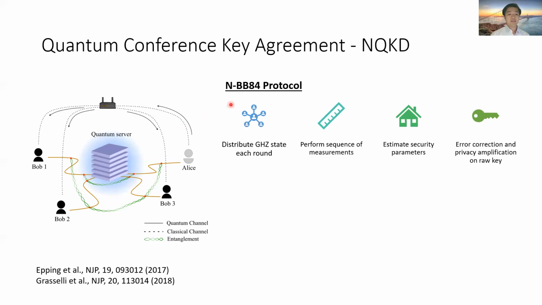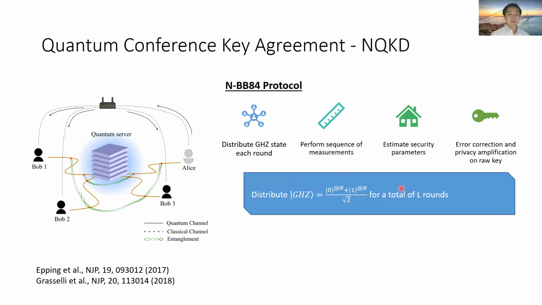For this, we shall take a look at the NBB84 protocol, which has been taken from these two papers that were first proposed and proved security for generating a conference key. The protocol here consists of four main steps summarized here. The first step of the protocol is to distribute maximally entangled M-partite GHZ states to the end users trying to produce this conference key. This happens for a number of rounds depending on the length of the key to be created.